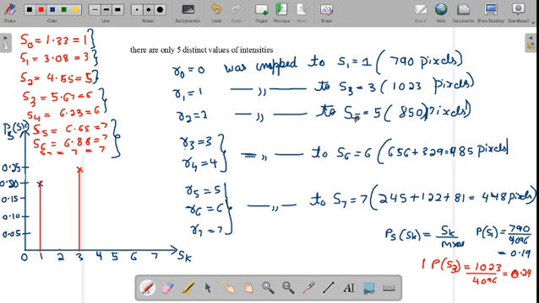Next, the probability for 5. What is the value for that? 850 divided by 4096 is 0.21. So for the fifth element it is 0.21.